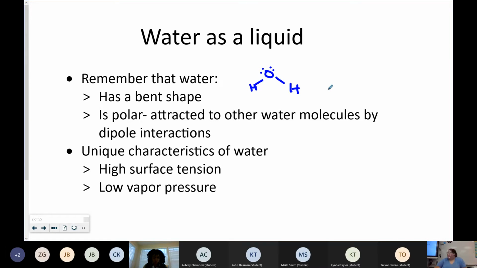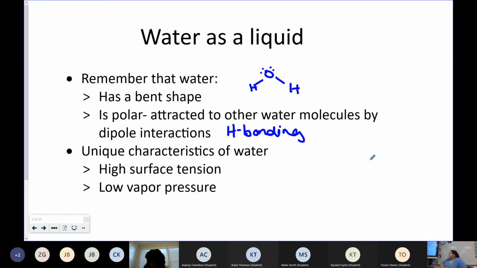We also talked about water being polar. So remember, polar substances have that difference in electronegativity. So it has a slightly positive end and a slightly negative end. So water, since it's polar, is going to be attracted to other water molecules by those strong dipole interactions, which in water were the hydrogen bonding. That hydrogen bonding in water pretty much controls all of the special characteristics of water.